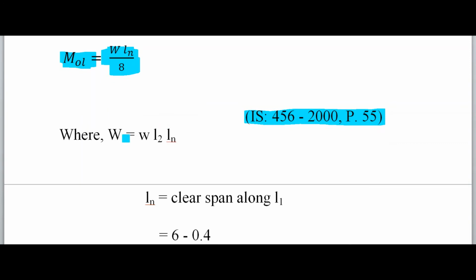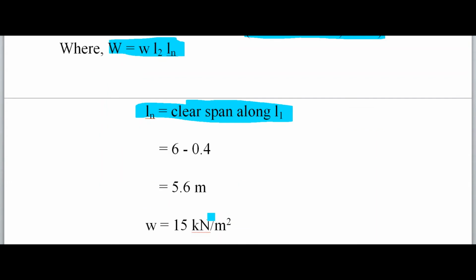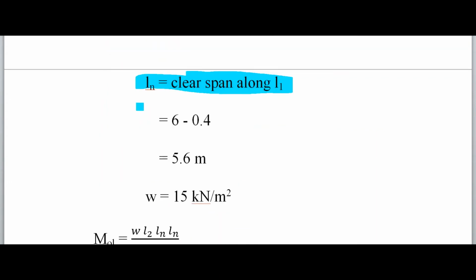So capital W is small w into L2 into Ln. We discuss it. Okay. So Ln is a clear span along L1. Ln is a clear span along L1. So clear span means 6 meter minus 0.4. 0.4 is a 400 mm column. So 6 minus 0.4 is 5.6 meter.